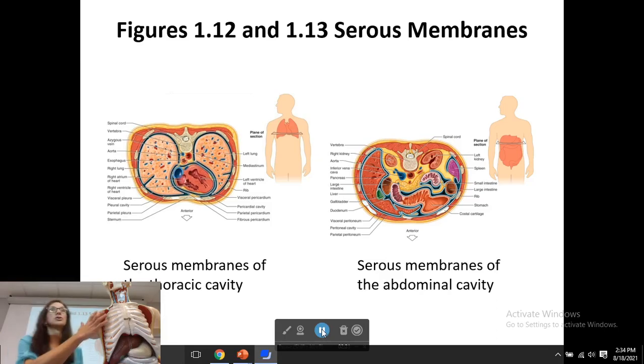Right, and so you're looking for the membranes, right? So look for the visceral pleura, the parietal pleura, the visceral pericardium, the parietal pericardium, and then the visceral and parietal peritoneum, which would be down here. Now, you're not going to actually see the membranes. You need to look and find out where they would be, because the membranes would cover all of this so you wouldn't be able to see it, but you should be able to tell where it would be, using the pictures in your book.